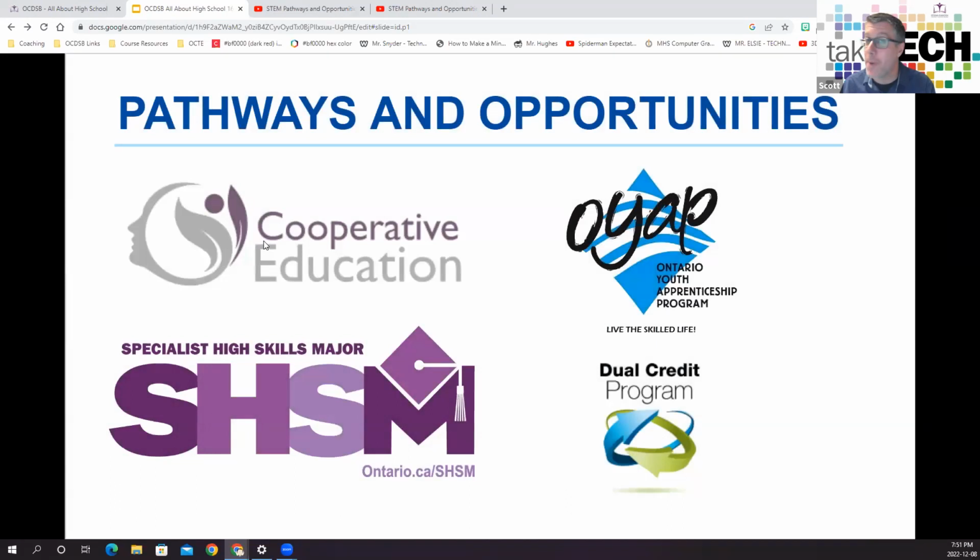There are also multiple different pathways. I highly suggest, if technology is what you're looking to get into, or trades in technology, there's co-op, which is awesome. You get to learn on the job. So you get a placement. I've got a student, for instance, that's working in broadcasting and is able to learn while they're working in the industry, which is really, really awesome.